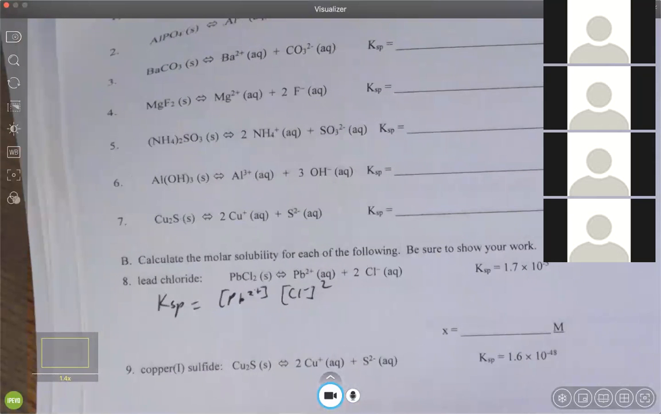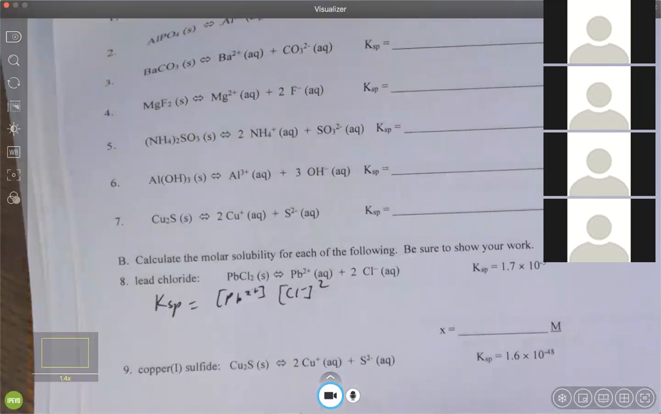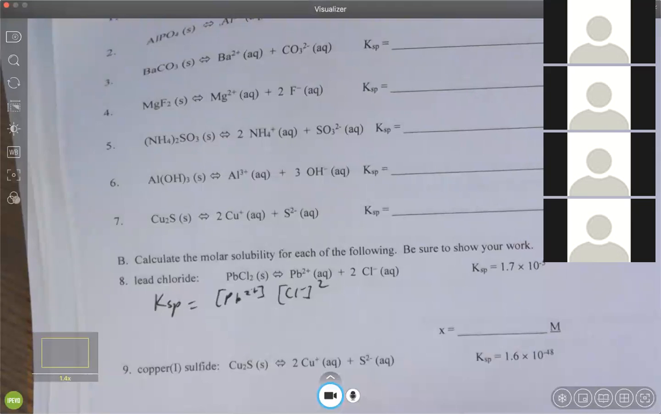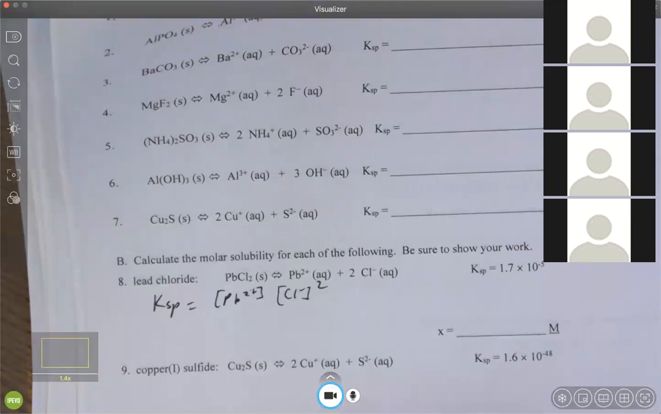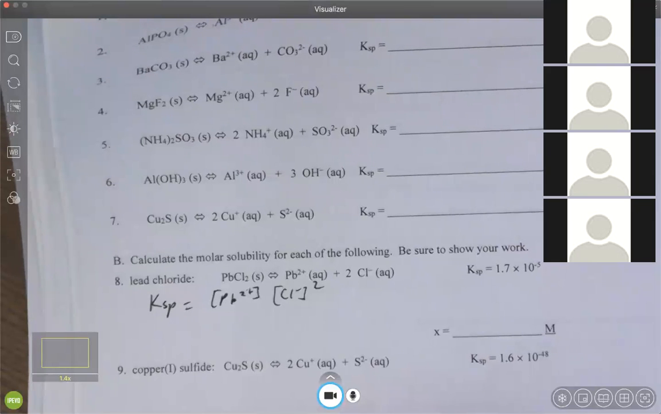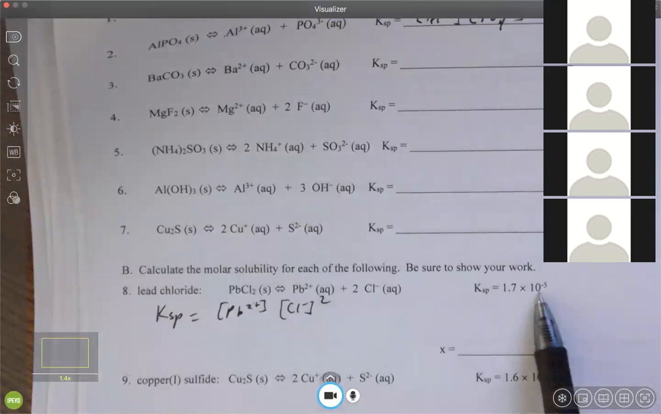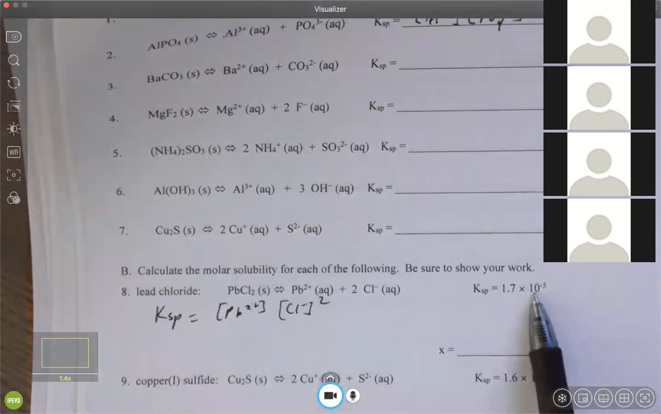Sounds like a crazy question, but all you've got to do is look at the Ksp. Think of it as the equilibrium product, the equilibrium constant. Is the Ksp less than 1 or greater than 1? How much so? If it's greater than 1, this is very soluble. If it's less than 1, it's not very soluble, right? So what is this number? 1.7 times 10 to the negative 5th. How does it compare to 1?